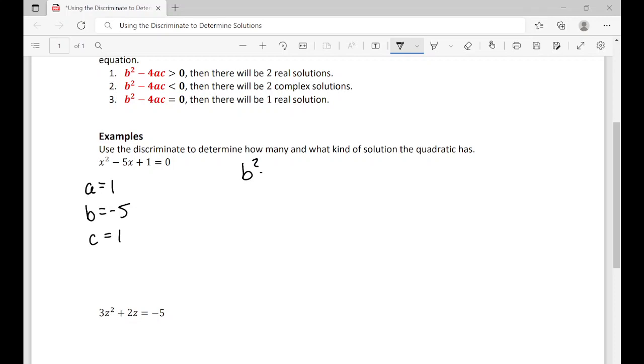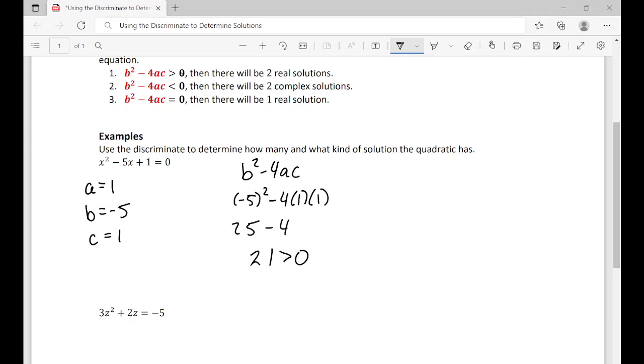So b squared minus 4ac, and see what I get. Negative 5 squared minus 4 times 1 times 1. Negative 5 squared is 25 minus 4 times 1 times 1, which is 4. And that's going to give me 21. Now 21 is greater than 0.